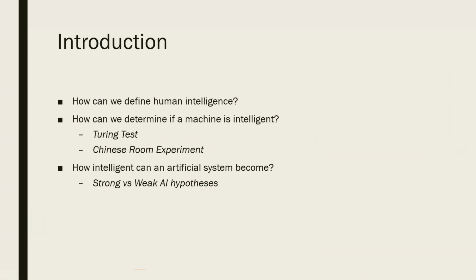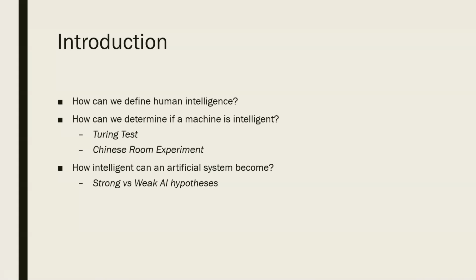In particular, when we talk about intelligence, we most frequently talk about a human being intelligent. So we'll talk about how we define the properties of human intelligence first. Then we'll go on to discuss how we can determine if a machine is intelligent. And we'll discuss two thought experiments which have been developed towards this goal, namely the Turing Test and the Chinese room experiment. And finally, we'll discuss what limit there may be for an artificial system to be intelligent.